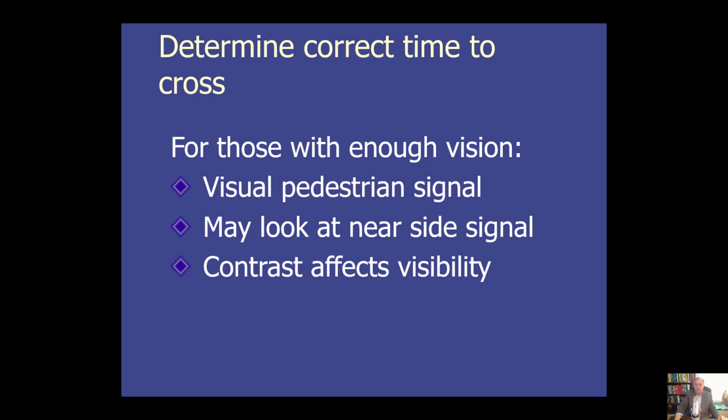So the individual has to determine the correct time to cross. And for those with low vision, there's a visual pedestrian signal that they can see. They can look at the near side signal. And of course, the contrast and glare can affect the visibility. But for many people, it's very usable.